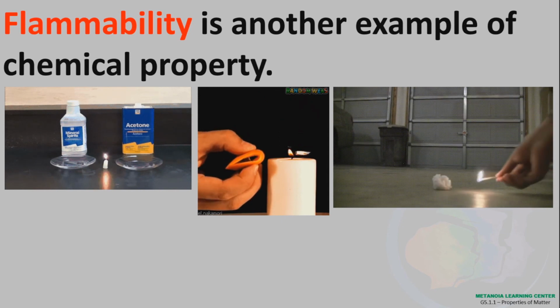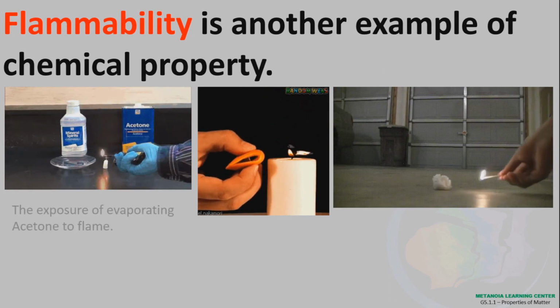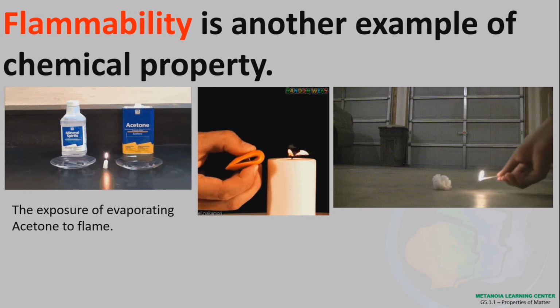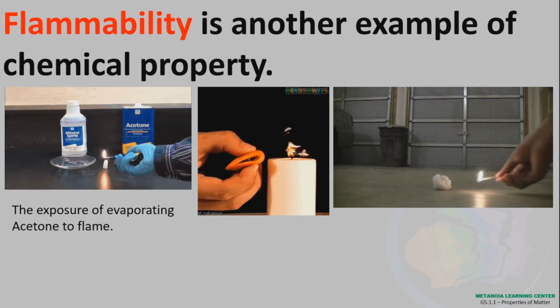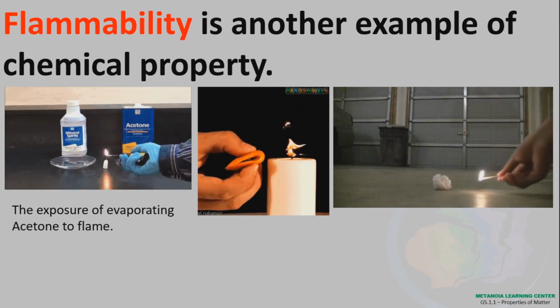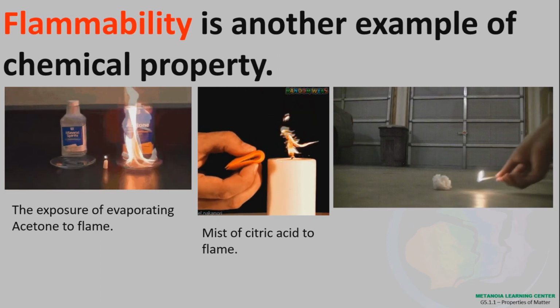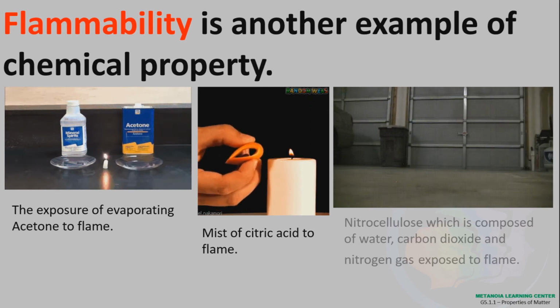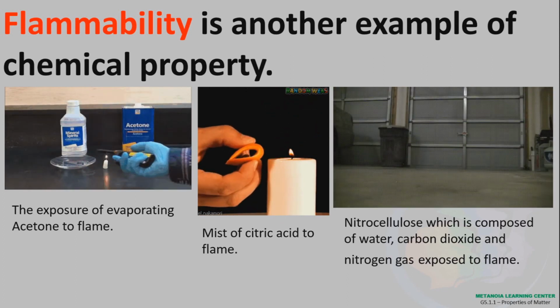Flammability is another example of chemical property. As you can see below, these are examples of flammability. This one is an example of exposure of evaporating acetone to flame. Observe the plate. They poured a certain amount of acetone there, and as soon as its vapor reaches the flame, flammability occurs. It's like a combustion, basically. And this one is the mist of citric acid to flame. And this one is nitrocellulose, which is composed of water, carbon dioxide, and nitrogen gas, exposed to flame.